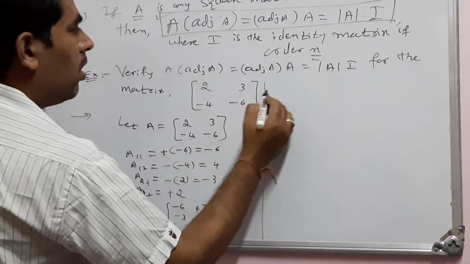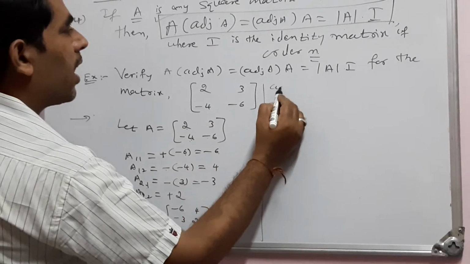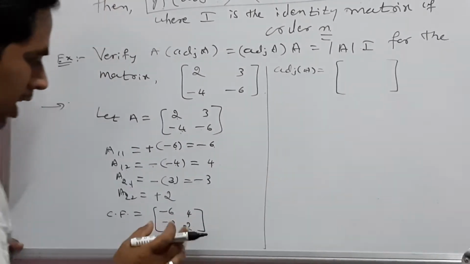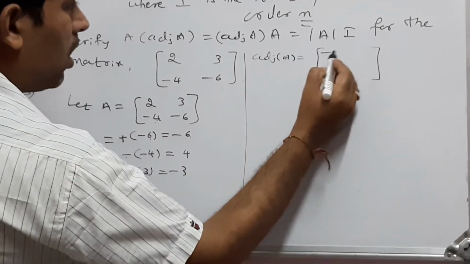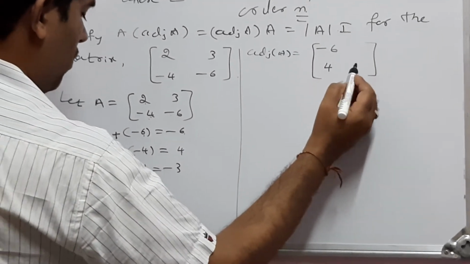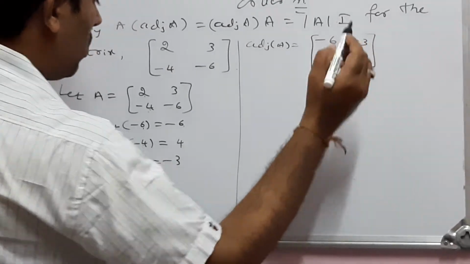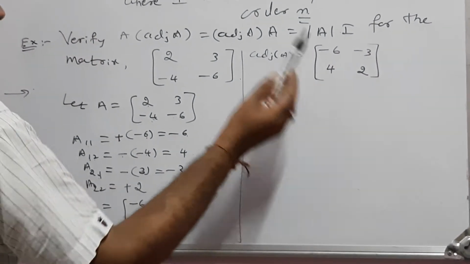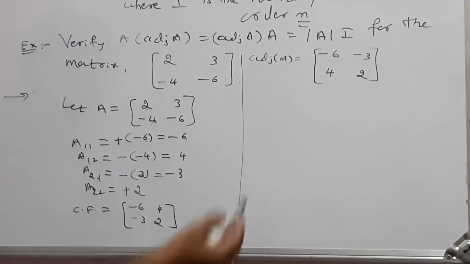Adjoint is the transpose. I transpose this matrix here, that is minus 6, minus 3, 4, 2. So this is the adjoint A.